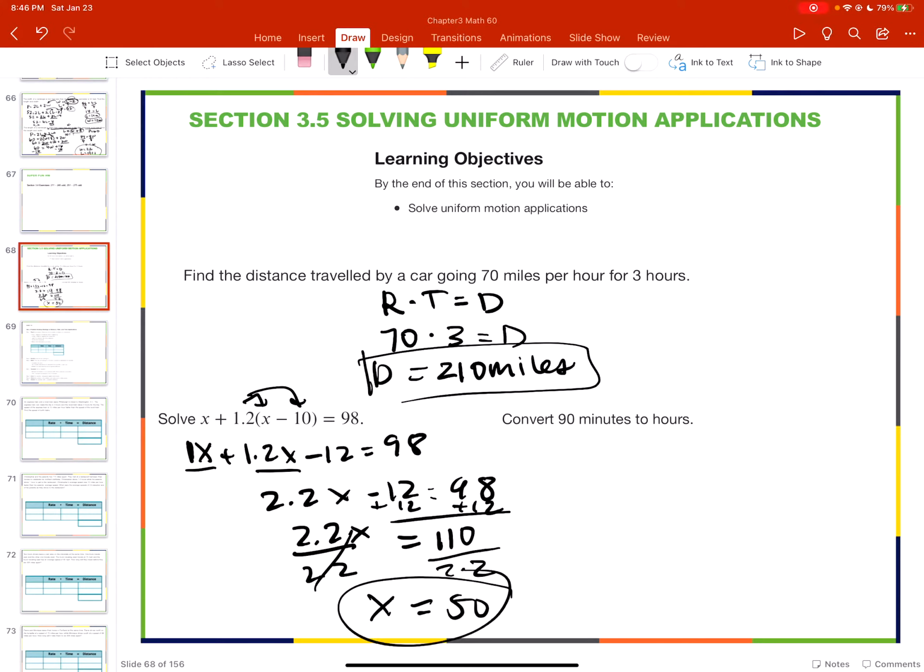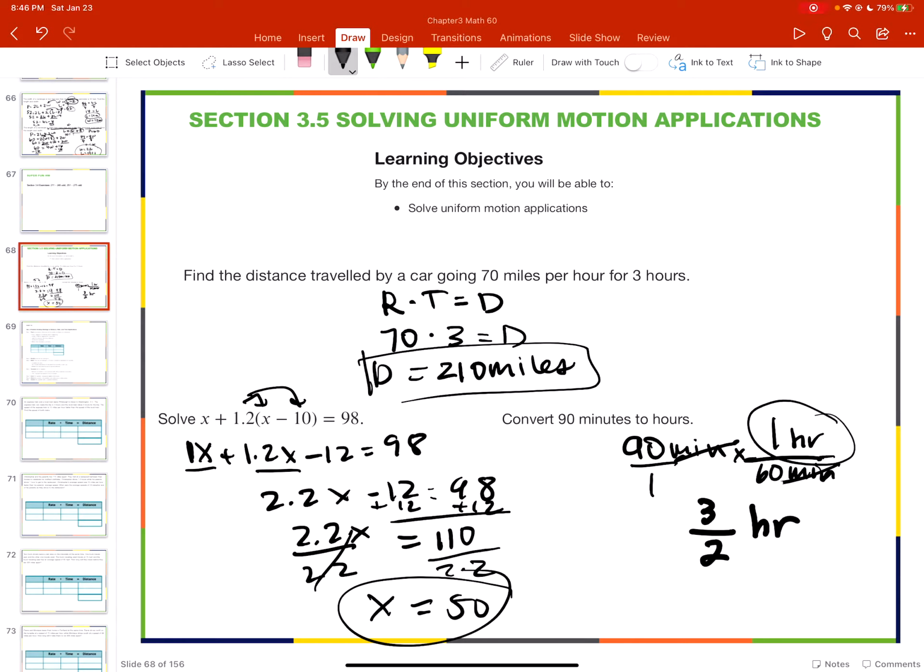And then here, convert 90 minutes to hours. How do we do that? Well, how many minutes are in an hour? There's 60 minutes in 1 hour. So if I do this, the denominator and here, these minute signs cancel out. And then this reduces to become what? This becomes 3/2 hours, and you're left with hours. So 3/2 or 1.5 hours, basically.